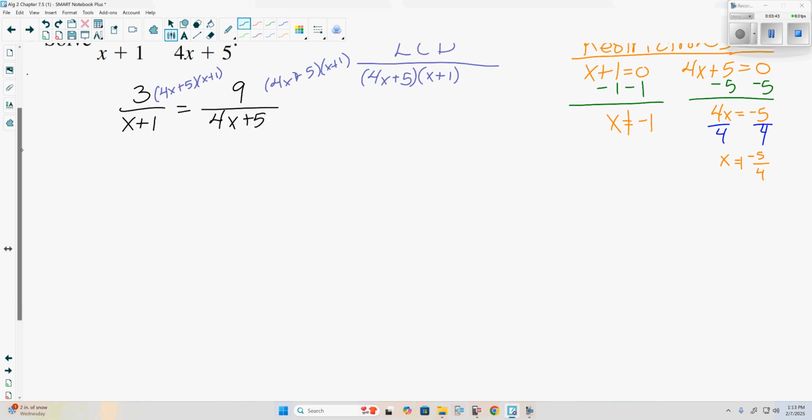When we multiply this with the 3, we're going to get 3 times 4x plus 5 times x plus 1 on top, and on bottom, we're going to have x plus 1, is equal to. On our other side, we're going to have 9 times 4x plus 5 times our x plus 1 over 4x plus 5.